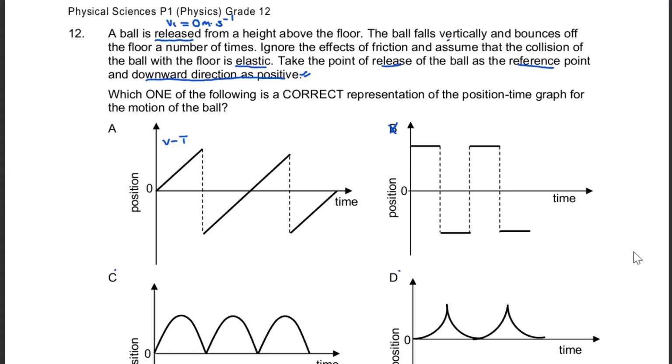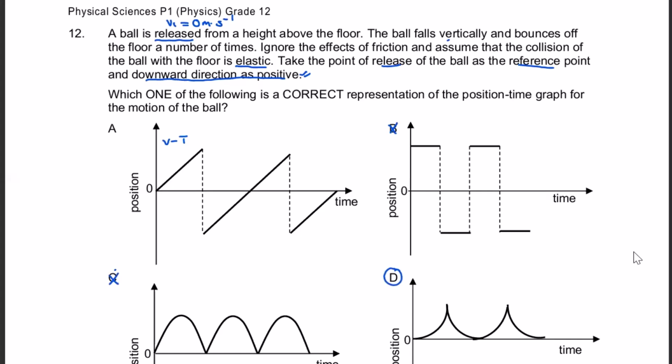In terms of this, we should also take note that downwards is positive. Then the ball falls and bounces elastically and returns to the same height. According to this, our graph must show repeating parabolic sections. So option C is going to be incorrect, and our correct option is going to be option D.